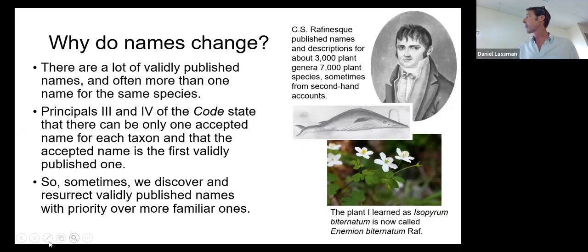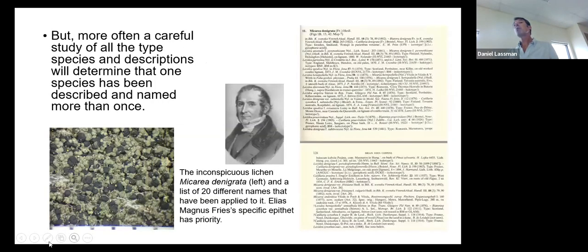No one really knows. He did this a lot, though, and occasionally, he was a pretty perceptive dude, occasionally his names get resurrected. So, for instance, Isopyrum biternatum, the species I grew up knowing, false rue anemone, is now Anemonella biternata, which is a Rafinesque name. So sometimes names just turn up and you have to accept them because what the code tells you is the first one that gets published wins.